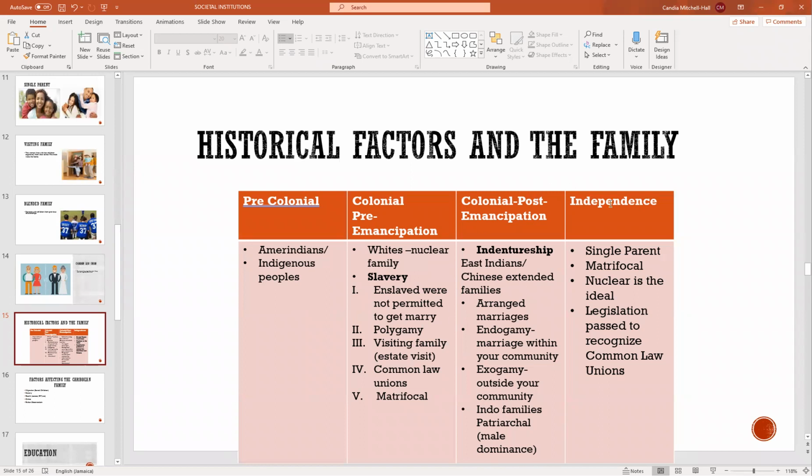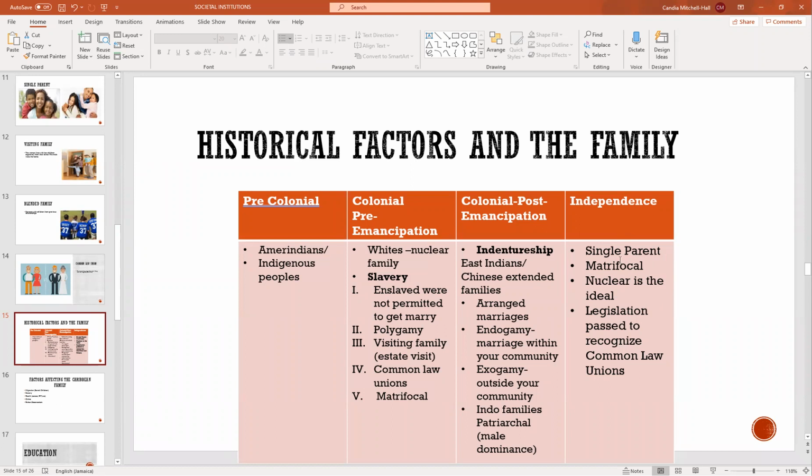And then in the independence period, what we have seen is a lot of single parent households. So they should do a survey right now in your school, you will realize that the majority of the students live in single parent households. And not only single parents, but matrifocal, meaning that the mother has control.